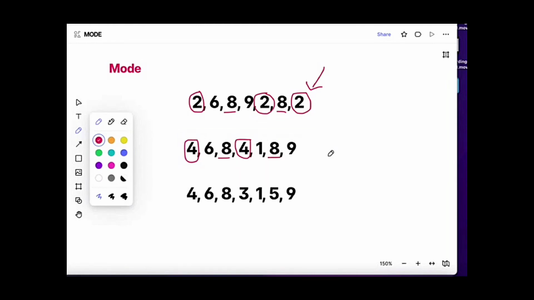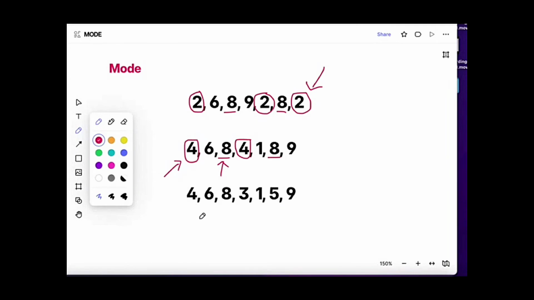We only have a 6 and a 9 and a 1. Can we actually have multiple modes? Yes, we can have multiple modes. So since there isn't a number that appears more than the other, but yet we have 2 4s that appear multiple times, and we've got 2 8s also appear multiple times, and neither of them appear more than the other, that means we have 2 modes, 4 and 8.